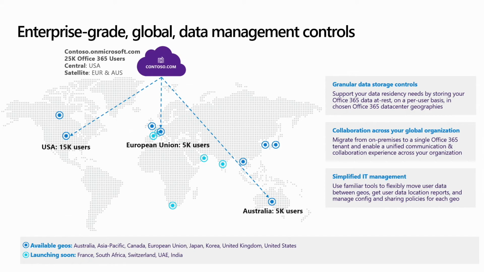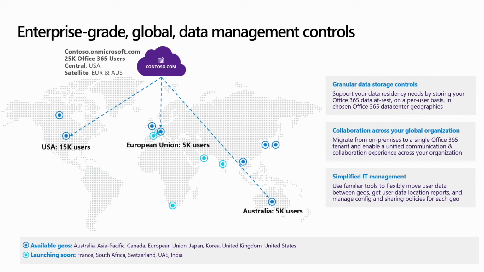So let's get a visual rendition on how Multi-Geo works. Here we've got Contoso on Microsoft.com, a single Office 365 tenant with 25,000 users. They've established their central geo as the United States and have satellite geos in Europe and Australia. The central geo becomes the United States because this is where they instantiated their Office 365 tenant. You can add multiple satellite geos. Contoso has chosen to add 2, but if you look at the bottom of the slide there are multiple available geos, like country-specific geos or global geos, that Contoso can add to extend their Office 365 tenant.